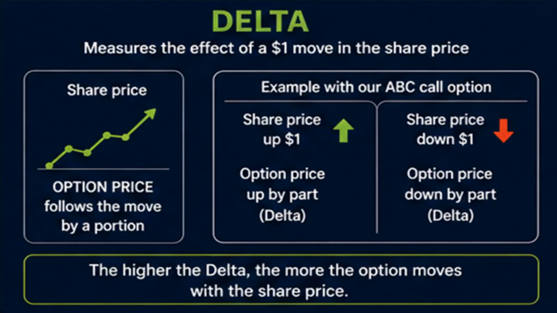Let's begin with delta. Delta measures how much an option is expected to change when the share price moves by $1. Suppose ABC shares rise from $50 to $51. If your option has a delta of 0.60, its value would be expected to increase by around 60 cents. If the share price falls by $1, the option would be expected to lose around 60 cents. The higher the delta, the more closely the option behaves like the underlying shares. For most beginner investors, delta is usually the first Greek they'll look at.